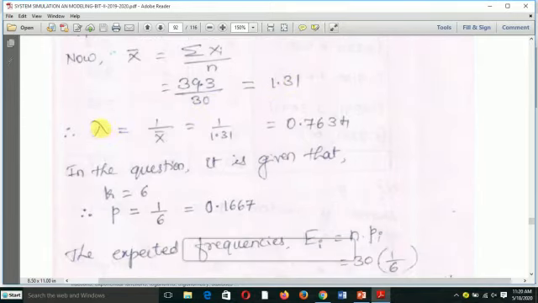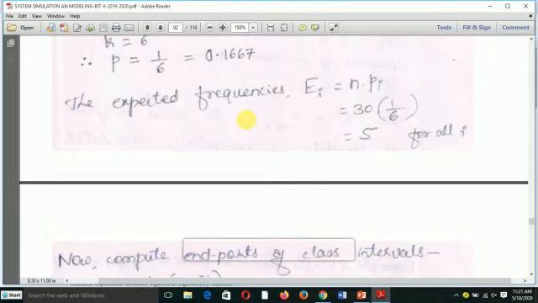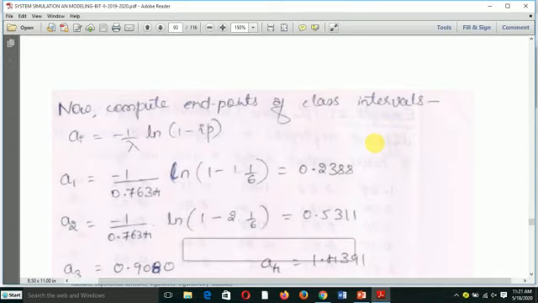So lambda will be equal to the division of 1 and x, so it will be 1 out of mean, which will be equal to this value. In the question we already have a k, so as k is equal to 60, p will be the division of 1 out of k. It means 1 divided by 60, it will be this value. So the expected frequency will be also n multiplied by pi. It means 30 multiplied by 1 out of 60, it will be 5. So the expected frequency will be 5 for all intervals.